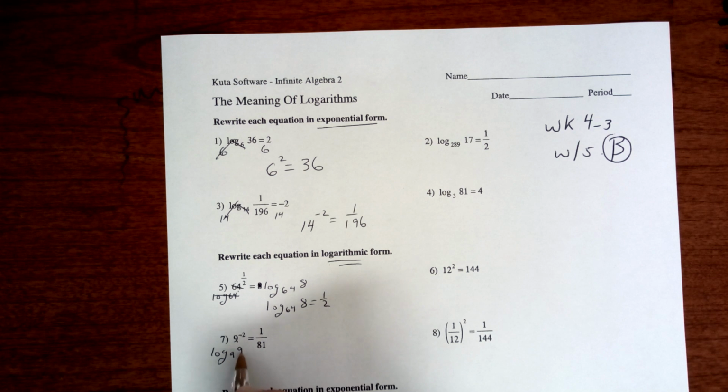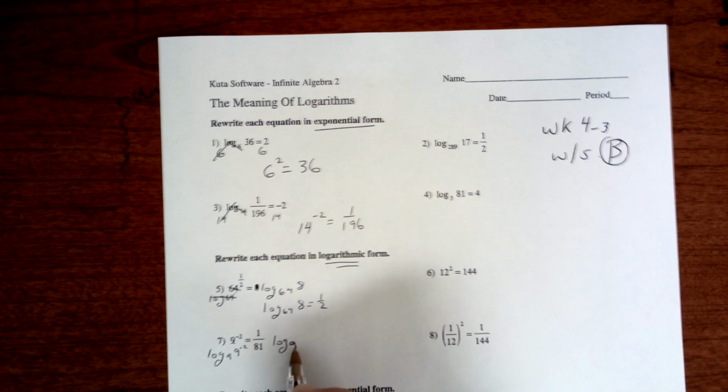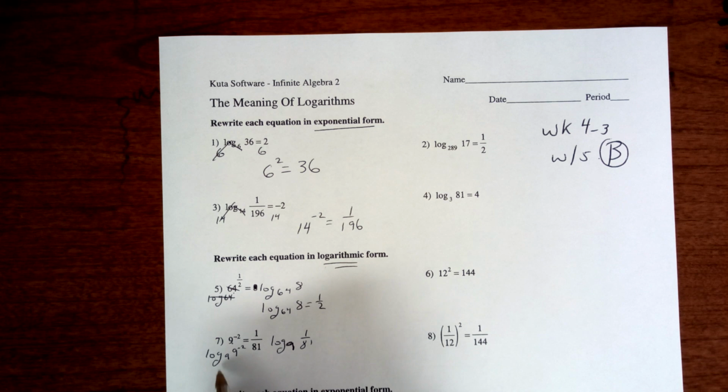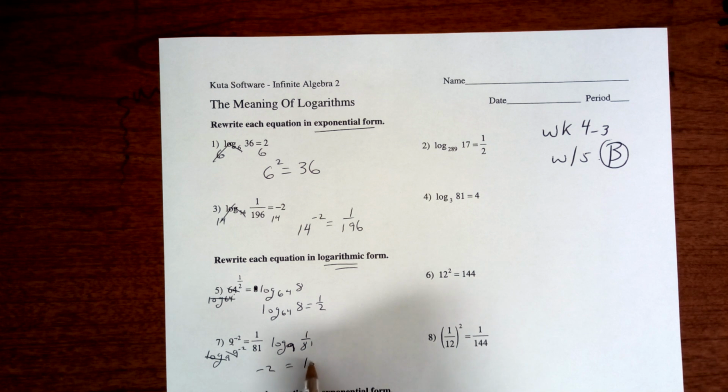Okay? This one, the base is 9, so you're going to say log base 9 of 9 to the negative 2, and then here you're going to put log base 9 of 1/81. Then this cancels here. So you're going to get negative 2 is equal to log base 9 of 1/81.